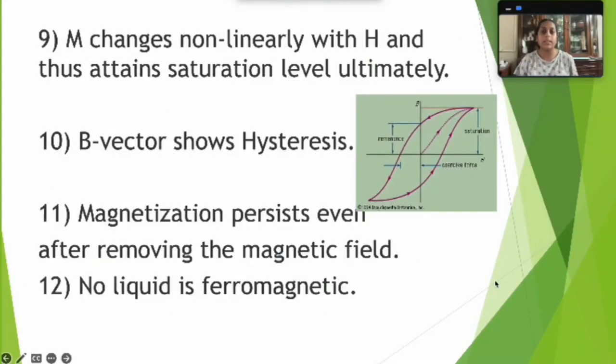The 11th property states that the magnetization persists even after removing the magnetic field. This is because they exhibit a strong attraction to the magnetic field and hence they can retain their magnetic properties even after the field is removed.